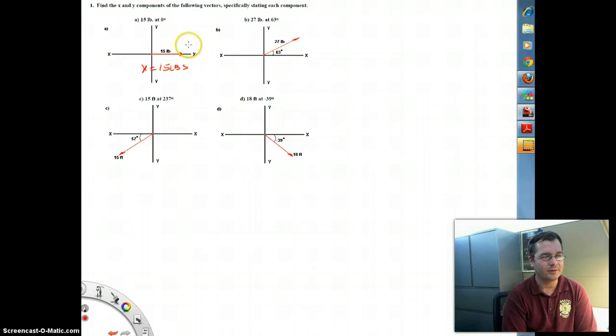So just a little bit about the coordinate system. We would consider coordinates in this first quadrant to be positive and positive. Coordinates in the second quadrant are negative in x and positive in y. Coordinates in the third quadrant are negative in x and negative in y, and coordinates in the fourth quadrant are positive in x, negative in y. Well, there is no y component to this, so it's just a positive x.